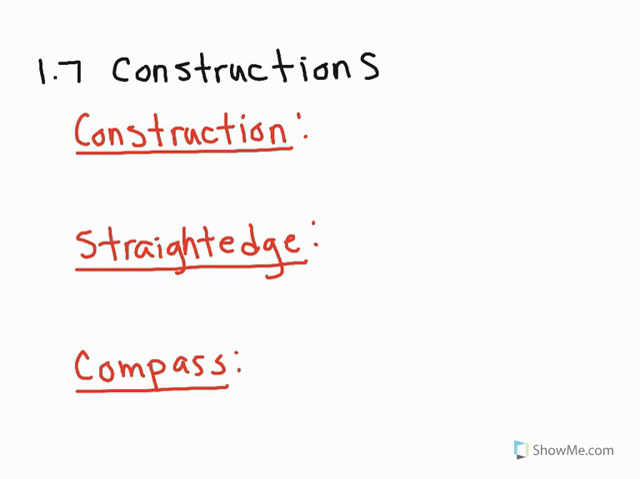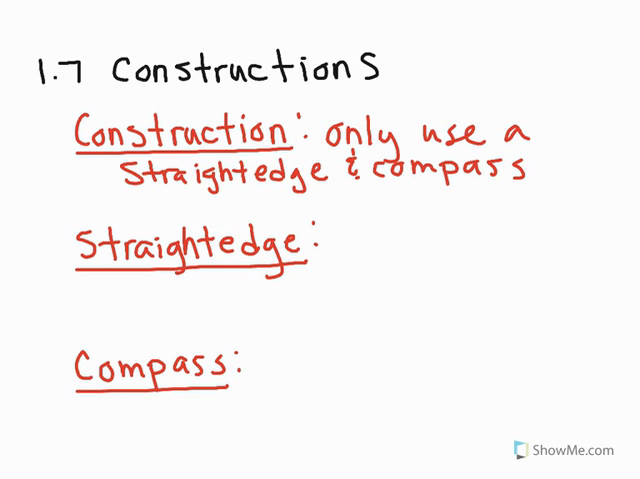This is section 1.7, which talks about constructions. So we're going to go over some vocabulary for this section, and that's pretty much it, since the majority of this is going to be done in class. So we first have to know what a construction is. A construction is where you only use a straight edge and a compass to make geometric figures.